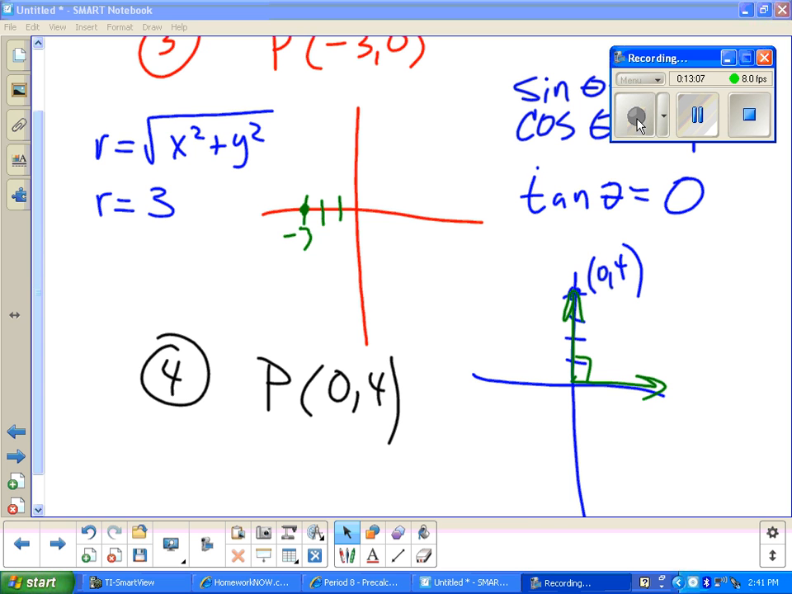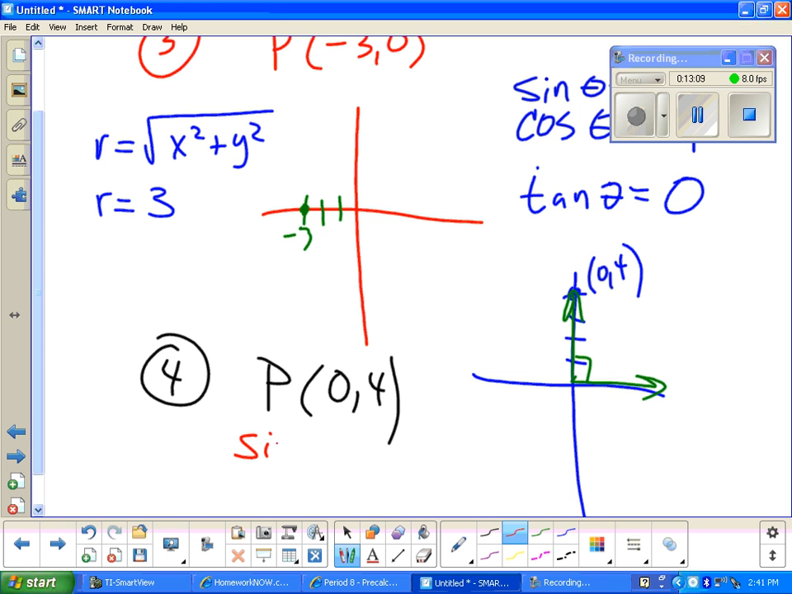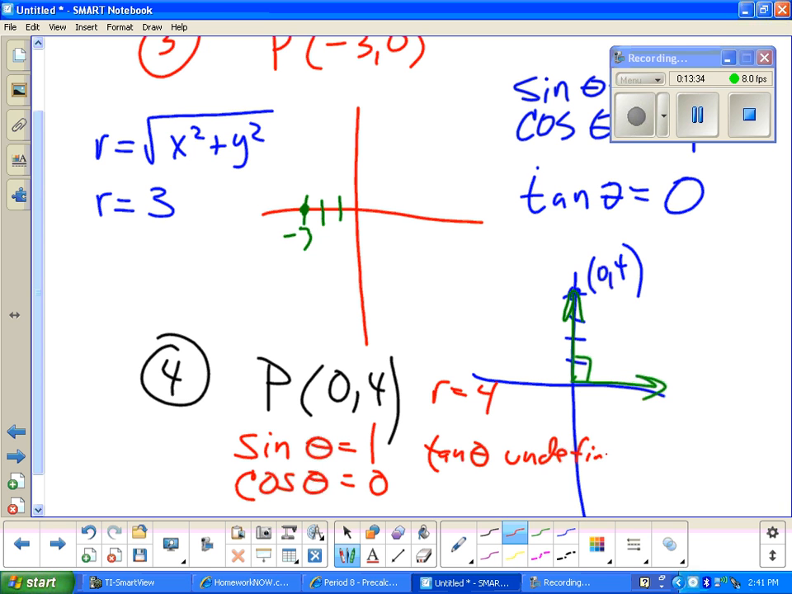Okay, so the answers to this particular problem: sine of theta in this case is exactly 1, because 4 divided by 4 is 1. Cosine of theta is 0, because 0 divided by 4, the x-coordinate divided by r, is 0. By the way, r is 4. And you're right, the tangent of theta is undefined. Why? Because it's y divided by x. What is x? It's 0. When you divide by 0, you get an undefined term.